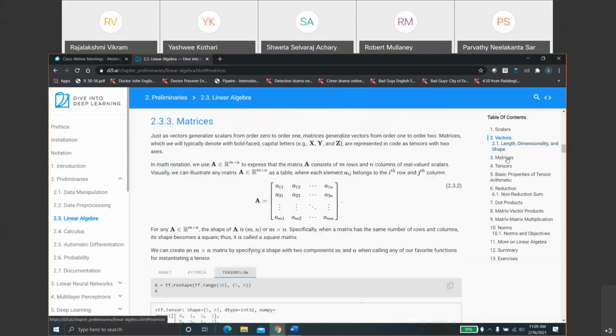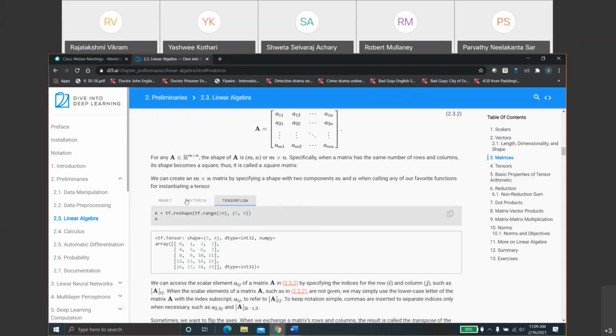What are matrices? Matrices are basically a generalization of vectors. Vectors can be represented using one-dimensional tensors, and matrices require 2 dimensions. We need to specify the number of rows and the number of columns to represent a matrix. So this is how you represent a matrix. Range 20 means the values in the matrix will go from 0 to 19. 5, 4 means this matrix has 5 rows and 4 columns.